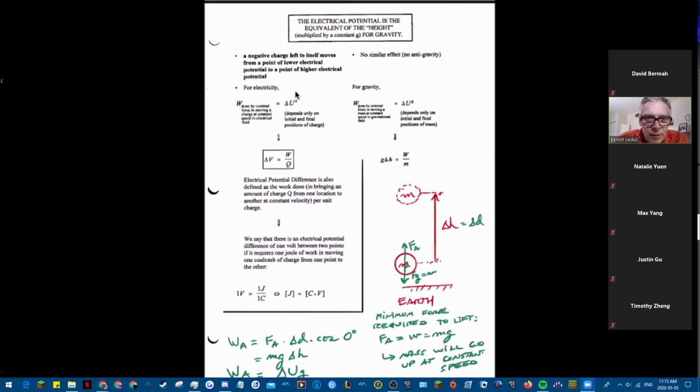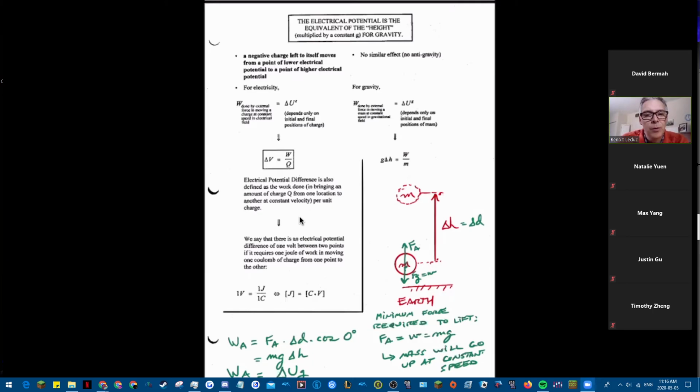Now, if I take delta U here, the change in electrical potential energy experienced by the charge, and divide by the charge, or another way of saying this, the work done by me divided by how much charge, I'm going to get something that is called the electrical potential difference, all right? So electrical potential difference is defined as the work done in bringing an amount of charge Q from one location to another location at constant velocity per unit charge, okay?